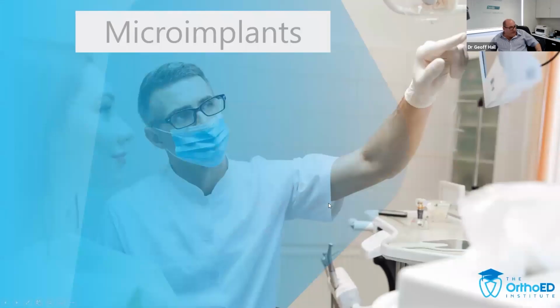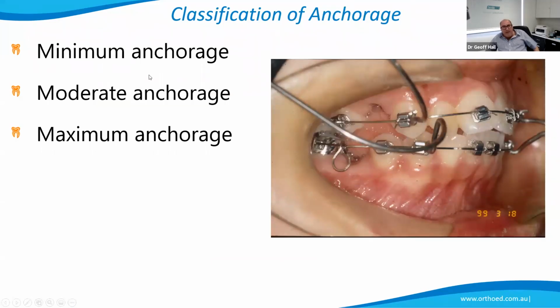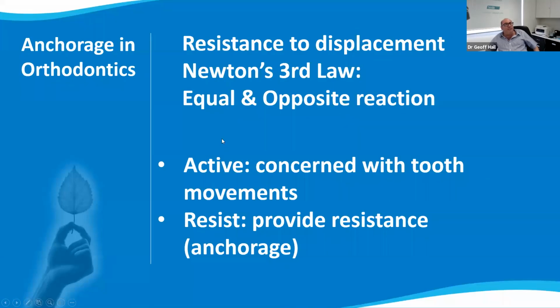Okay, so just to finish up for the last few minutes, let's talk about micro implants. Because we talk about anchorage, and anchorage has been something we talk about a lot in orthodontics. And we use the term minimum, moderate, and maximum anchorage. Anchorage is basically resistance to Newton's third law. So it's a resistance to displacement. Basically, we want to resist movement in some way, and that's what anchorage is all about.